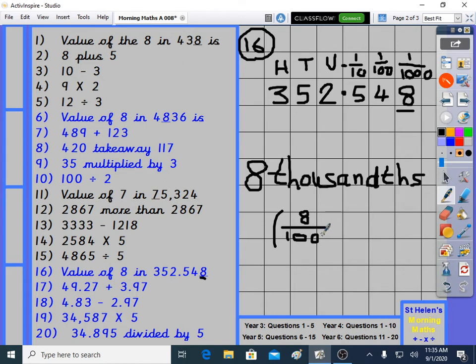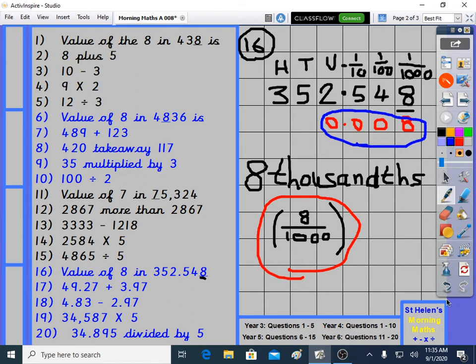And if you want to know the decimal, it is 0.008. I know that because I would write it underneath. 0.008. Did you know that fractions are basically the same as decimals? That's the fraction way of writing it. And that is the decimal way of writing it. 0.008. Let's move on to question 17.